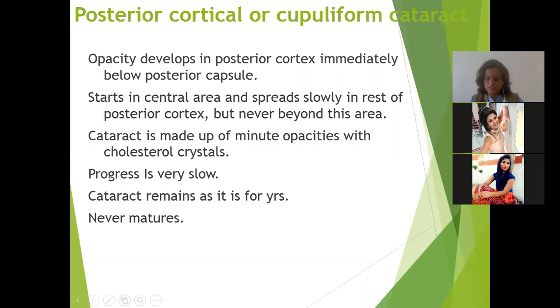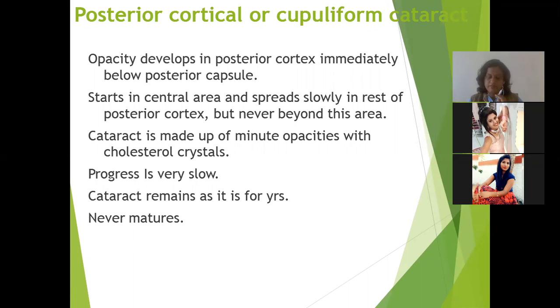So, in the cupuliform cataract or the posterior cortical cataract, the opacity starts in the axial region of the posterior cortex and slowly progresses to involve the entire posterior cortex. In this, there is posterior cortex involvement immediately below the posterior capsule, and other types of cataract may supervene on it.